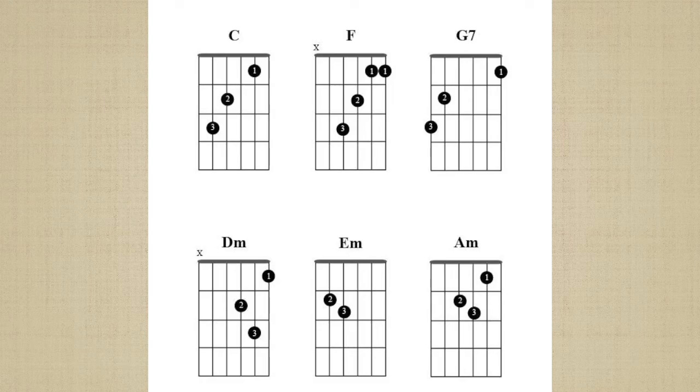and the same thing for an E minor chord and for an A minor chord. So listen to all these chords. Got a C major, got an F major, got a G7 chord, a D7 chord, D minor chord, an E minor chord, and an A minor chord.